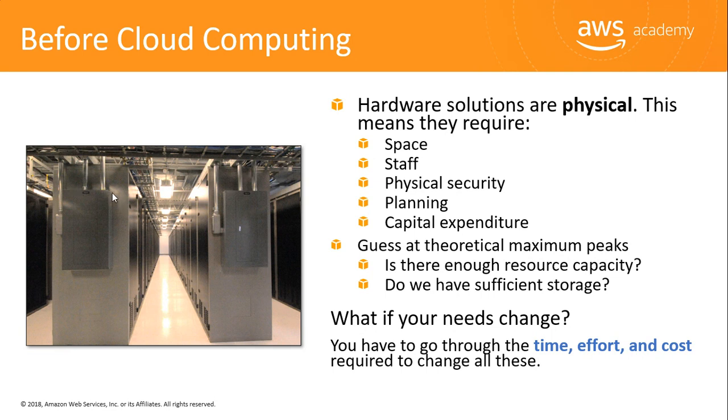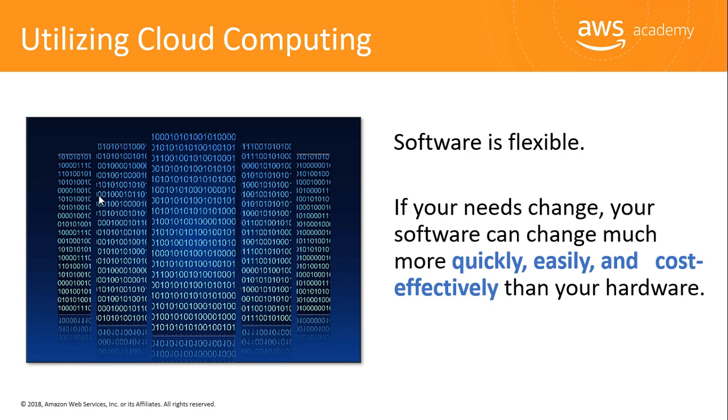So the next thing is, what if your need changes? You would have to go through the time, effort, and cost required to change all of this. As I've already explained, the Big Billion Day offer will stand for only 10 days. For the rest of the 355 days, the traffic will not be the same. But for these 10 days, you need to invest so much of your time, effort, and cost to get all these changes. After these 10 days, there will be no use of the resources which you have bought for your business. So next, utilizing cloud computing.